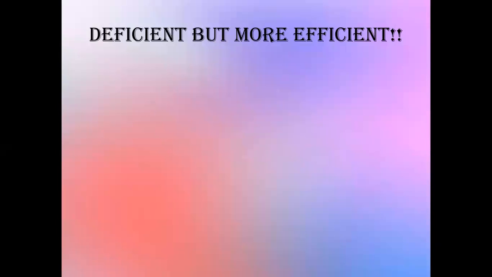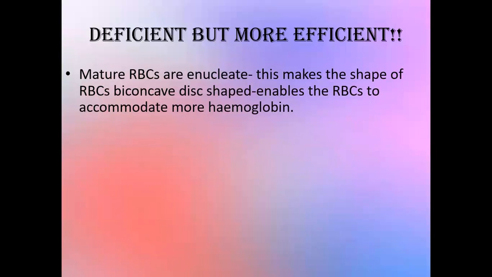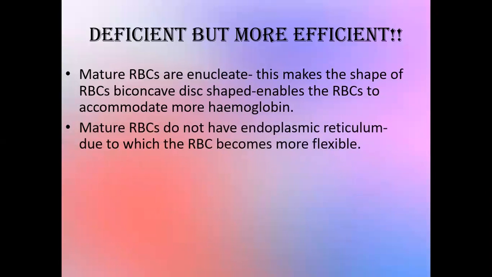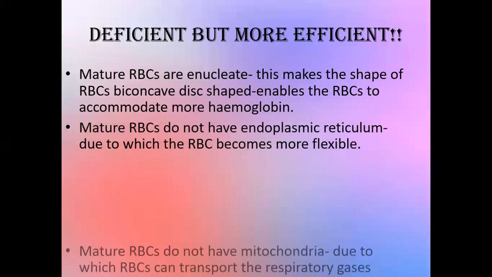Deficient but more efficient. Mature RBCs are enucleate. This makes the shape of the RBCs biconcave disc shaped and also enables the RBC to accommodate more hemoglobin to carry out its function of transportation efficiently. Mature RBCs do not have endoplasmic reticulum, due to which the RBCs become more flexible and it can easily pass through the narrow capillaries. Capillaries are narrow blood vessels.